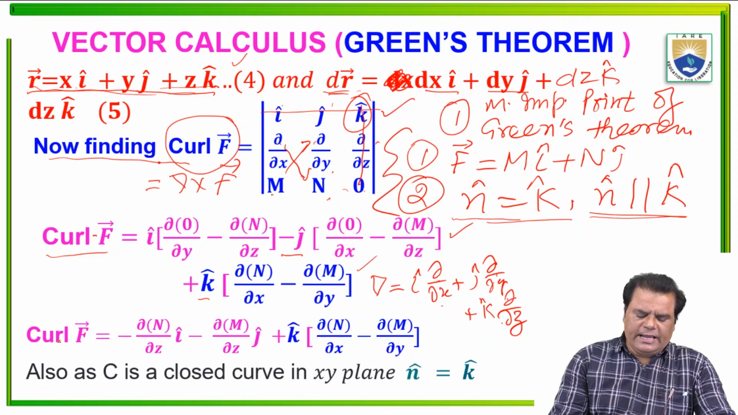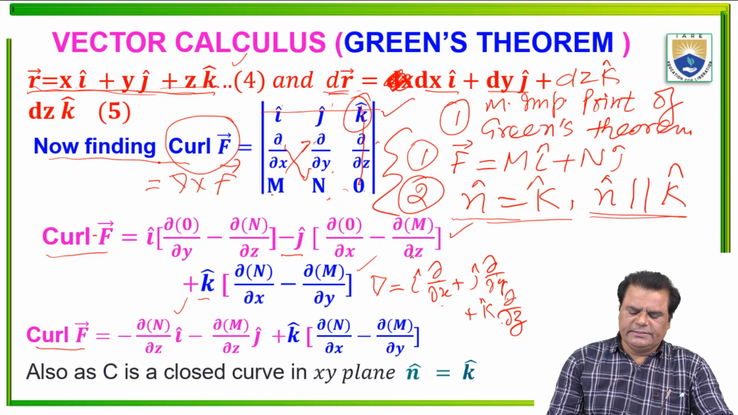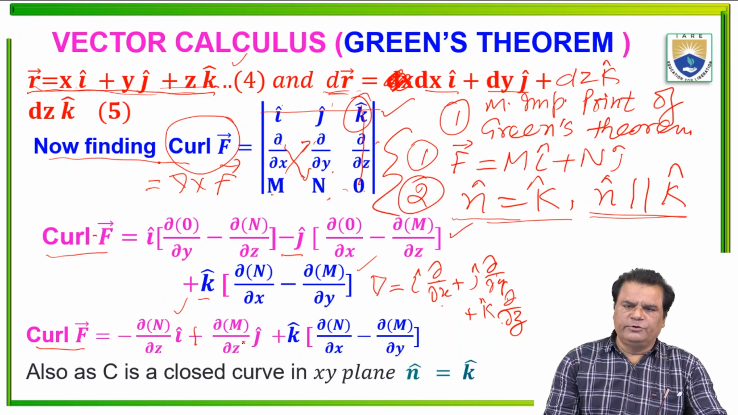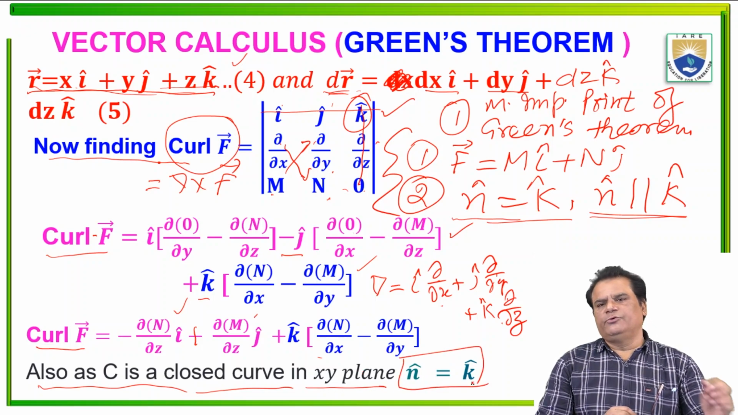So now curl f equals this. First, this result is 0, ∂/∂y of 0 is 0. So now minus ∂n/∂z i, and ∂/∂x of 0 is 0. So minus minus plus, this is plus ∂m/∂z j, and plus k times this.